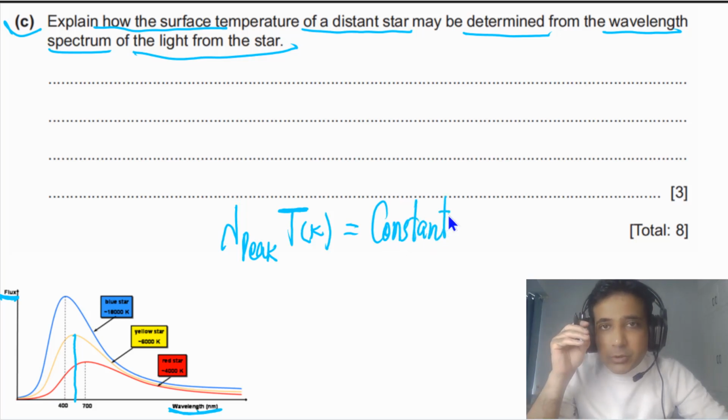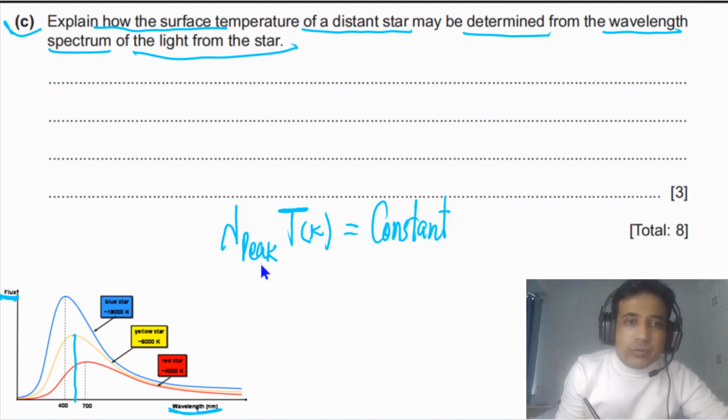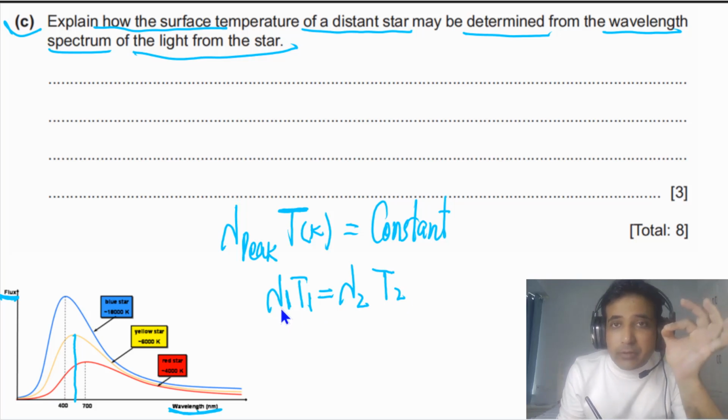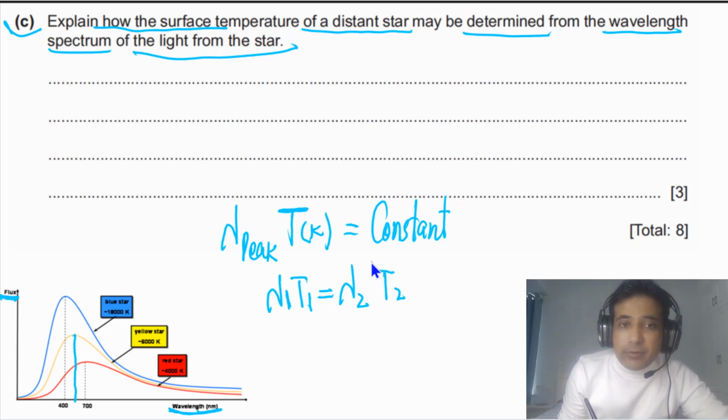So we can say lambda peak, I will say lambda 1 times T1 for one object. Then for the second object, let's say this is lambda 2, and we need to find out T2. If we have lambda 1, the peak wavelength of one star, and its surface temperature in kelvins, and we have the wavelength of the second star, and we need to find out its surface temperature, then the surface temperature of the second star will be equal to lambda 1 T1 divided by lambda 2. So we can find out the surface temperature of another star.